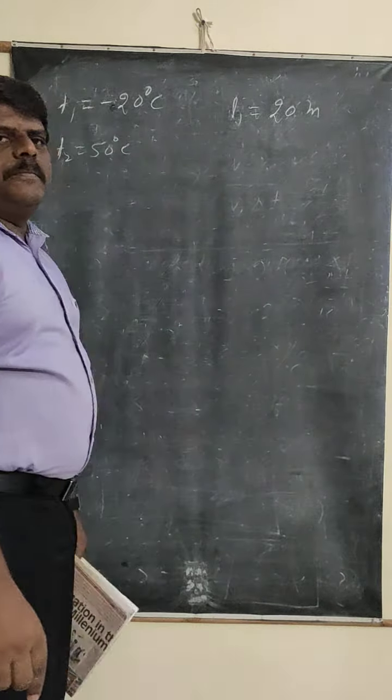And the alpha value is also given. How much is the alpha value? 10 into 10 to the power of minus 6. So alpha is given as 10 into 10 to the power of minus 6 per degree Celsius.